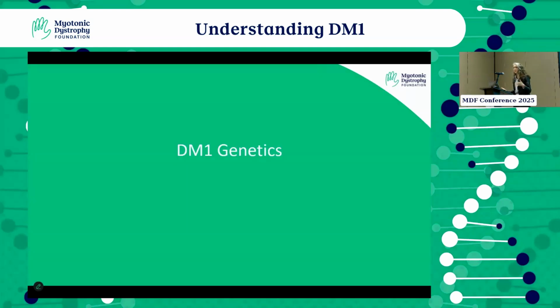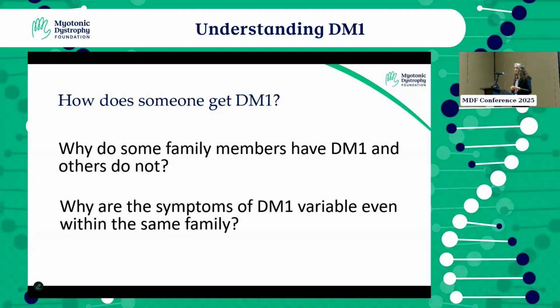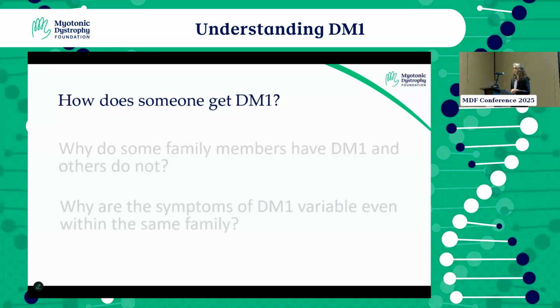So we talked a lot about the symptoms of myotonic dystrophy, and it's helpful to understand more of the DM1 genetics to explain why those symptoms are coming about. In clinic, we oftentimes get questions that are very similar to these from patients and their families. How does someone get DM1? Why do some family members have DM1 and others do not? And why are the symptoms of DM1 variable even within the same family? We'll get into these questions. So how does someone get DM1?